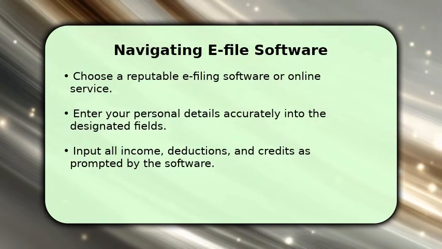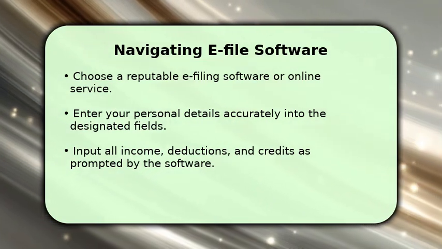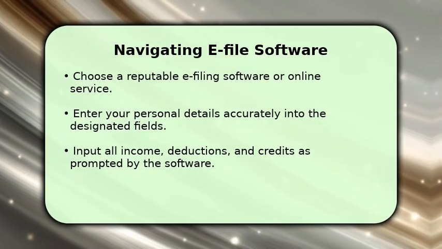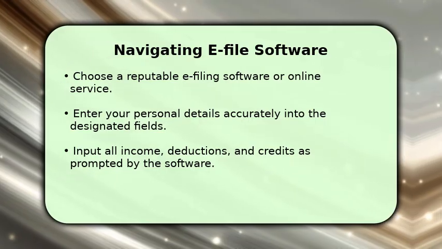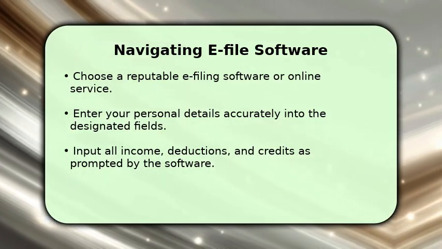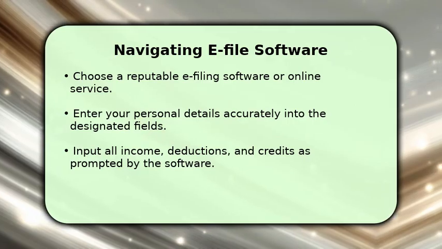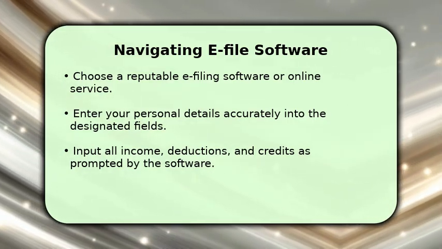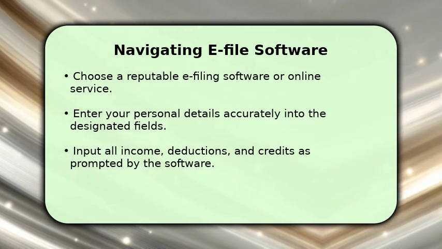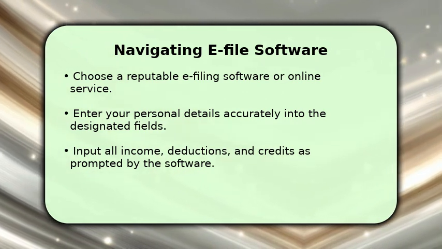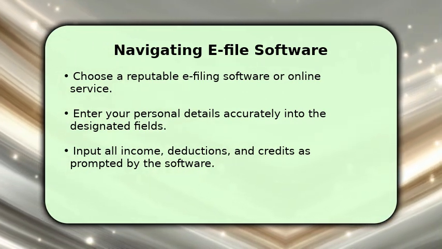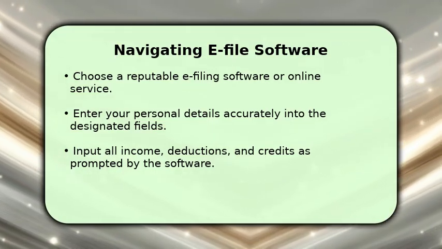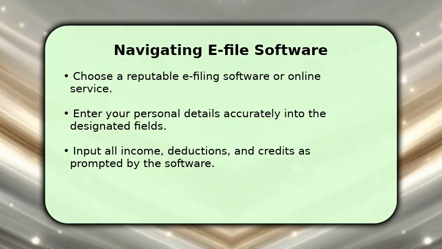Once your documents are ready, select a reliable e-filing software or online platform. These programs guide you step by step through the submission process. Begin by accurately entering your personal information, followed by all your income details from your collected forms. Then, input any applicable deductions or credits. The software will typically perform calculations automatically, helping to ensure accuracy before you proceed to the final review stage.